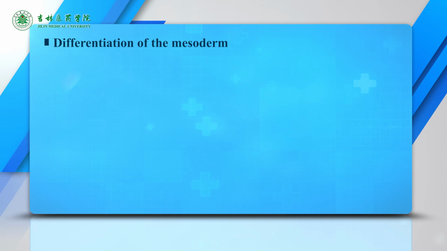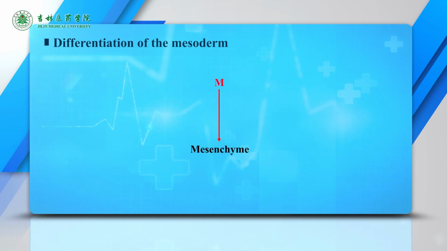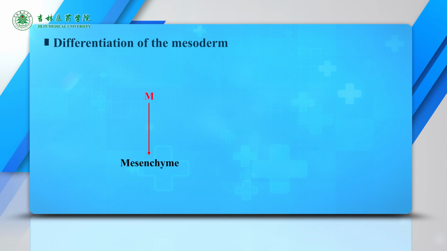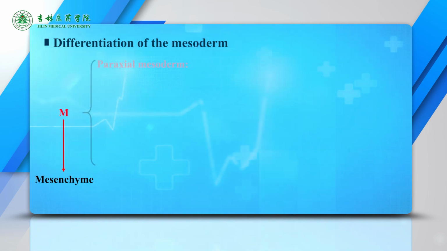Differentiation of mesoderm. The mesoderm cells on both sides of the notochord proliferated rapidly and differentiated into paraxial mesoderm, intermediate mesoderm, and lateral mesoderm from inside to outside. Mesoderm cells usually form mesenchyme first and then differentiate into connective tissues, muscle tissues, and blood vessels.